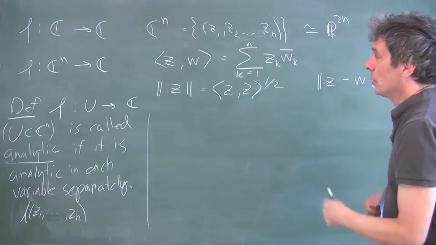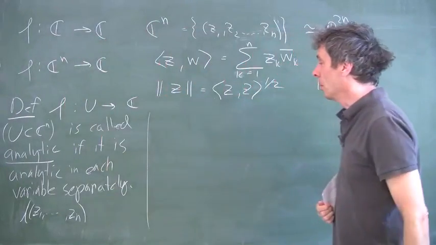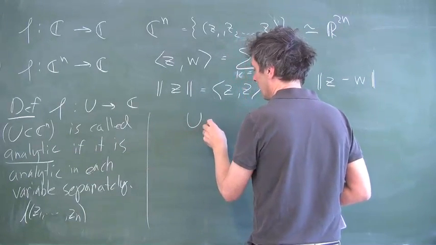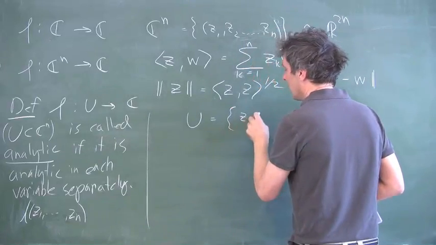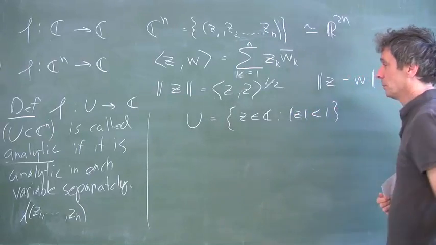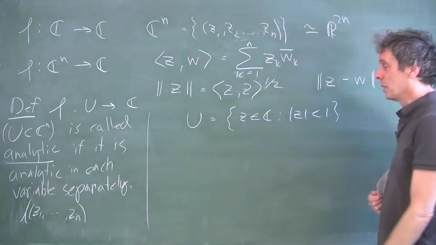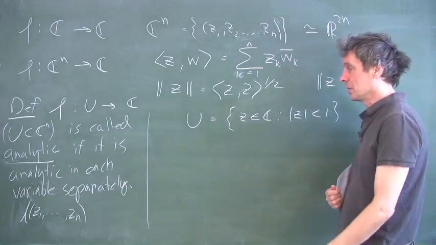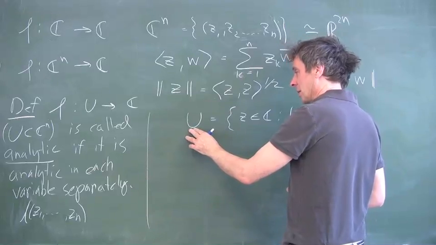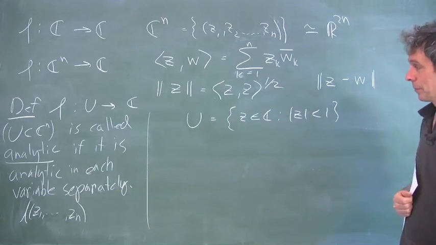Okay, so when you do function theory for one complex variable, it's very common to study functions from the unit disk. You know, this is a set of complex numbers Z with absolute value less than 1. And if you study functions from this set, then this will give you a good idea about analytic functions in any simply connected domain because of the Riemann mapping theorem.